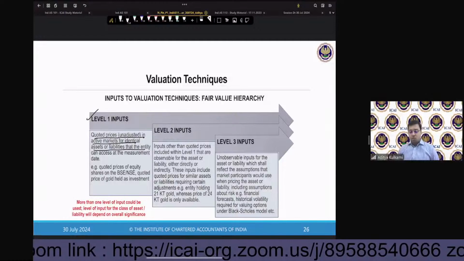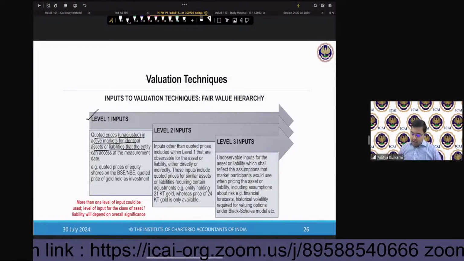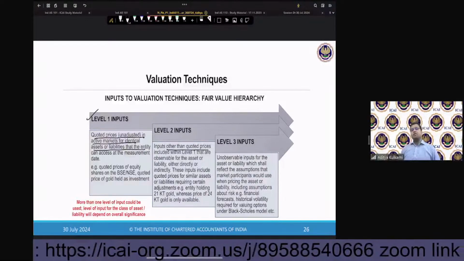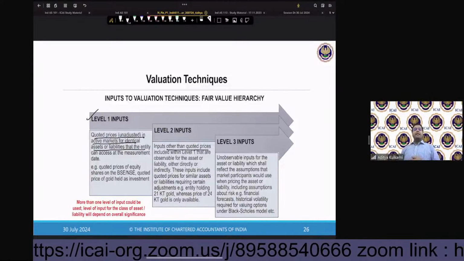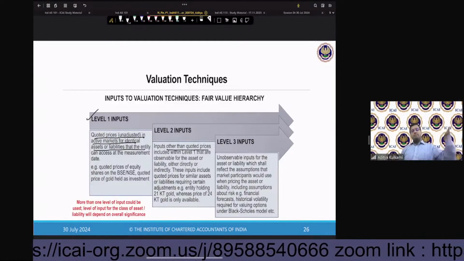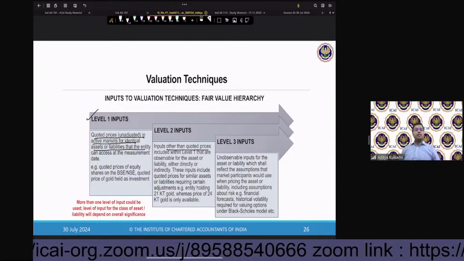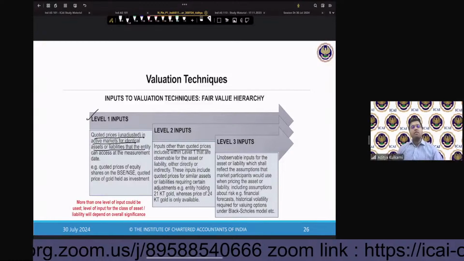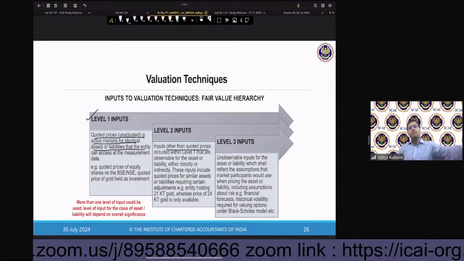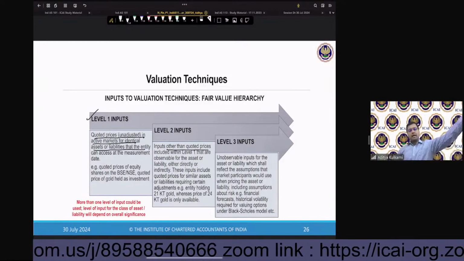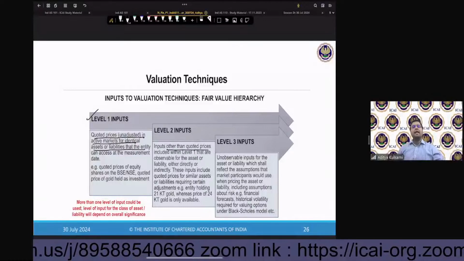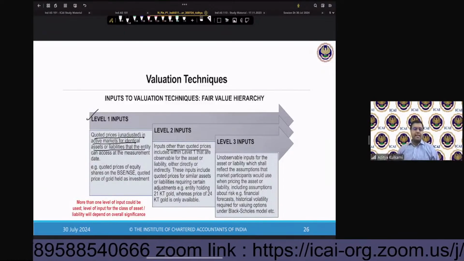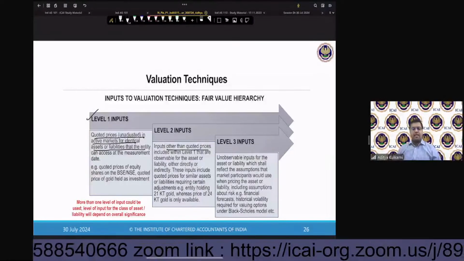Coming to level two inputs. Inputs other than quoted prices. For example, you are having 18 karat gold, but the market has prices of only 22 karat or 24 karat gold. So if that is the case, how do I do the valuation? The valuation will be, we take the 22 or 24 karat gold market price, and basis that I determine the value of the 18 karat gold that I am having with me currently.